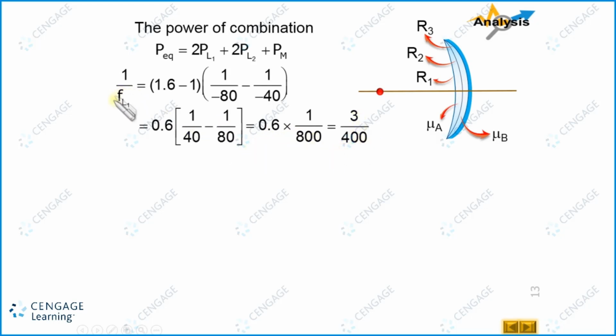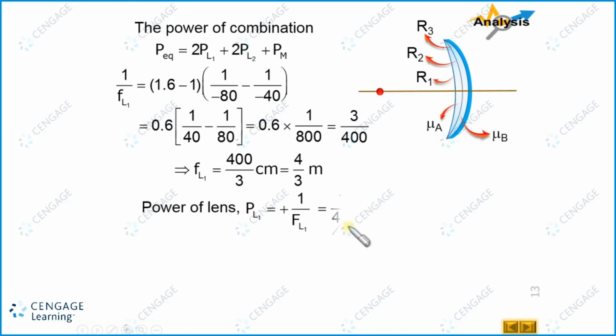That means focal length of this equal to 400 divided by 3 centimeter. We can convert this value into meter, because for calculating power we need to calculate this focal length in meter. So this is 4 by 3 meter, right? Now power of this lens equal to 1 upon focal length. That means 1 divided by 4 by 3. So this is the power of the first lens. This is equal to 3 by 4 diopter with the positive sign.